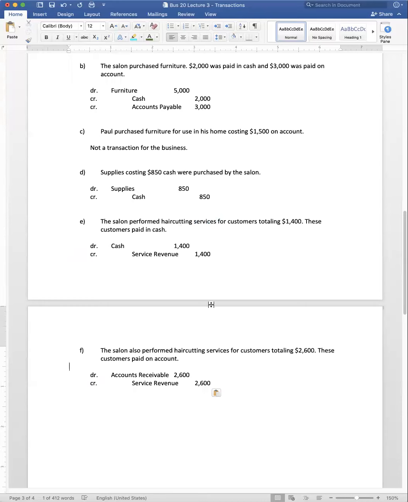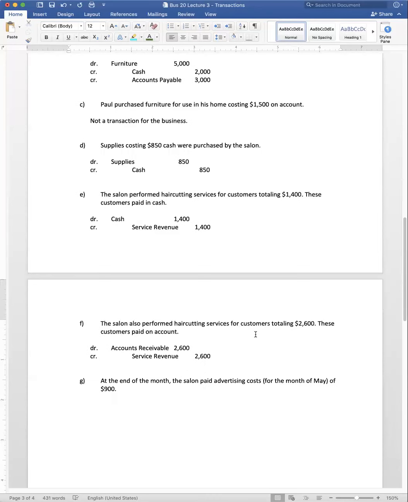However, the payment method was different in E and F. In E, they paid cash, so the company had an increase in cash. In F, the customers paid on account, so that meant that the company recorded accounts receivable. All right, so let's move from revenues to costs. Let's take a look at G. At the end of the month, the salon paid advertising costs for the month of May of $900.